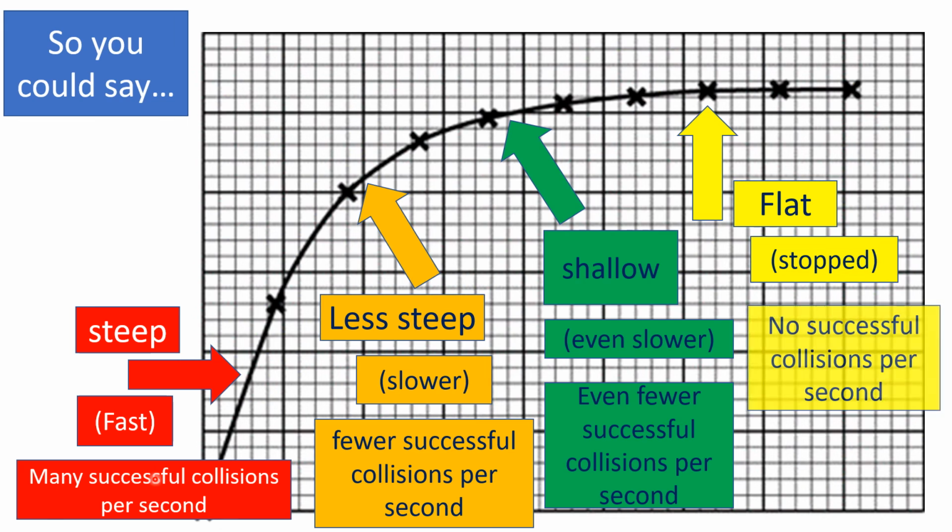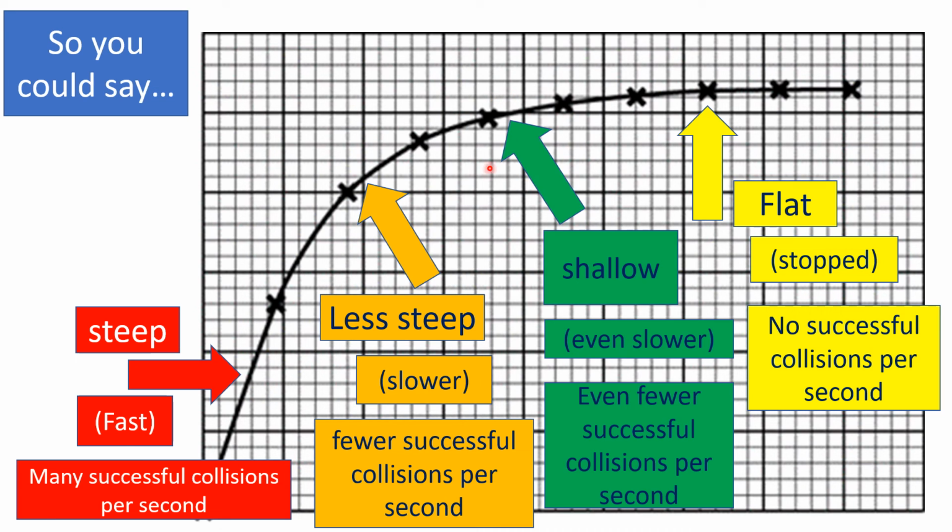Why has the reaction stopped? Well, because there's no successful collisions per second. Why is there no successful collisions per second? Well, I've run out of reactants, haven't I? So this makes sense if you think about it. At the beginning, here, I've got lots of reactants, so they're all going to be able to collide with each other relatively often. It's going to be really easy to find something to react with.